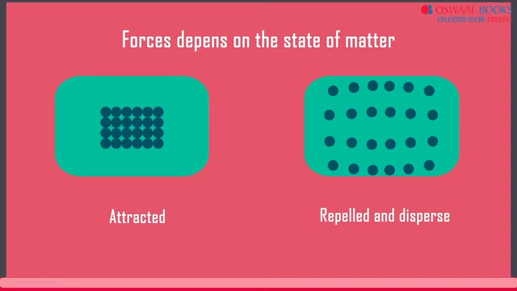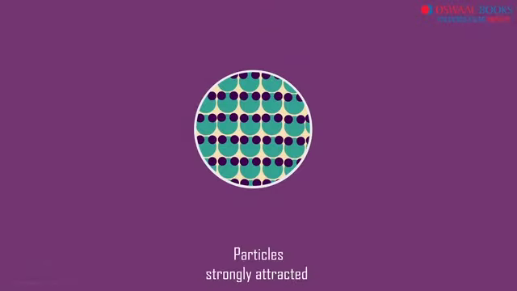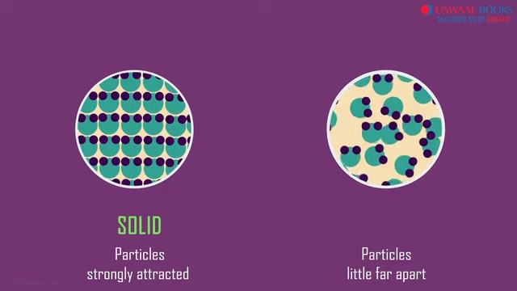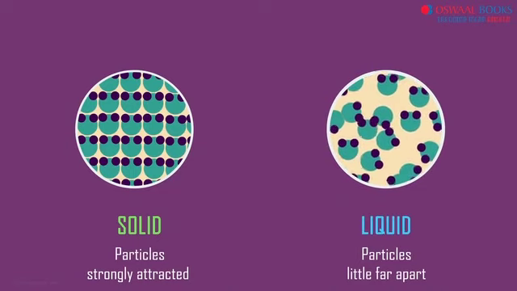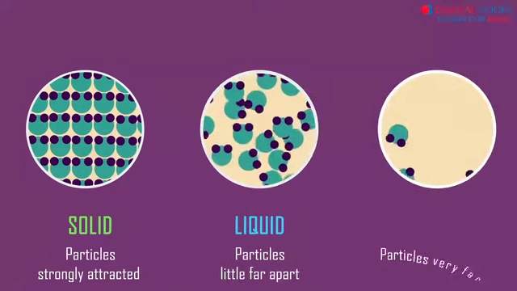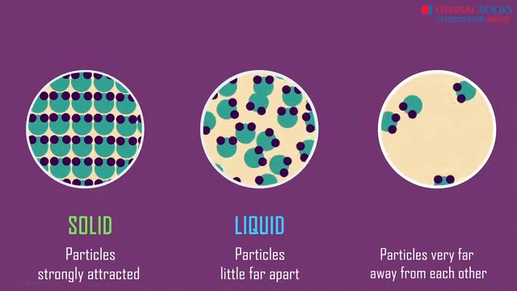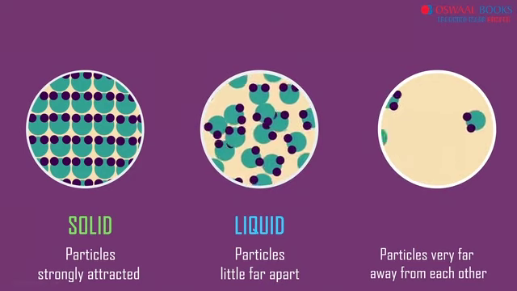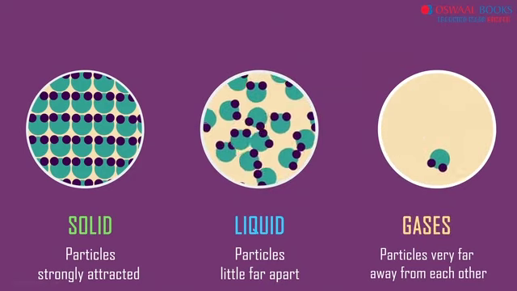And how exactly does force do that? If all the particles are strongly attracted to each other, there will be very little space between the particles. Thus, the resultant state of the matter will be that of a solid. What if the particles are a little far apart? The resultant state will be that of a liquid. And assume the particles are very far away from each other. There is a lot of space to be filled in. What state would the matter be in then? It will be in a gaseous state.